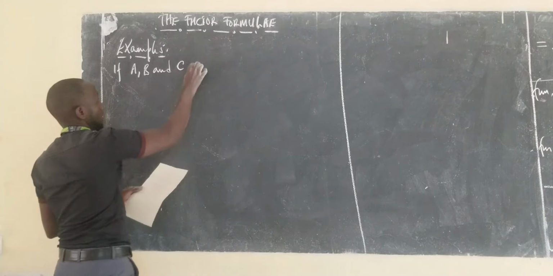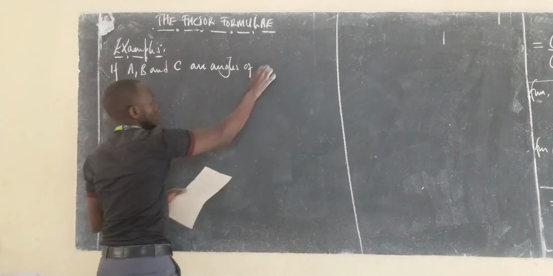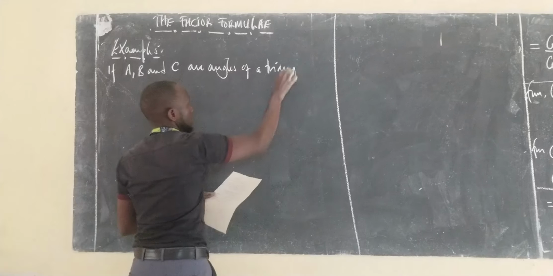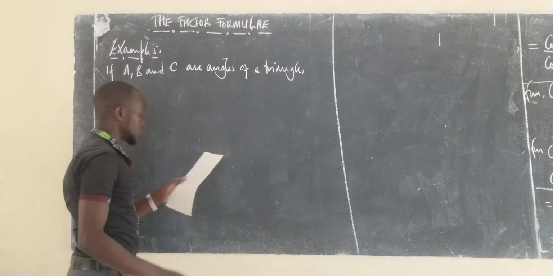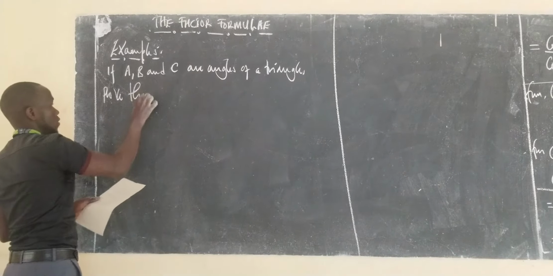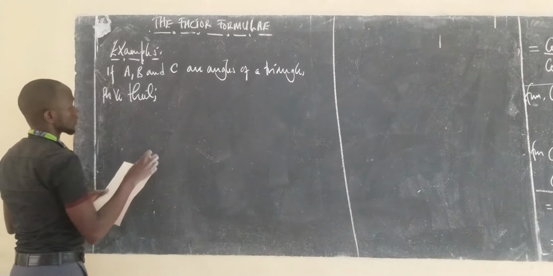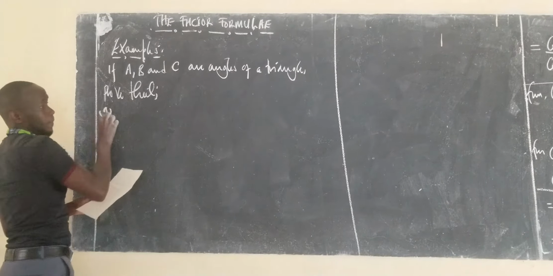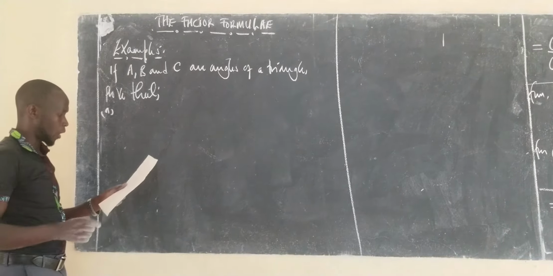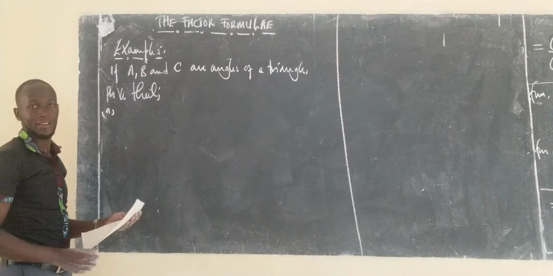If A, B, and C are angles of a triangle, prove that. Of these ones, I'll do part A only. You're going to do part B yourselves.